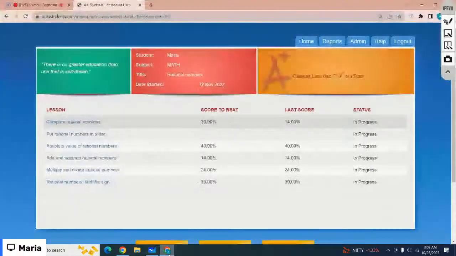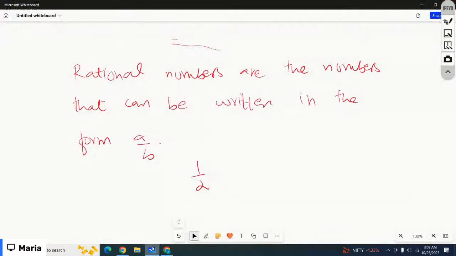The first lesson is compare rational numbers. So how do we compare rational numbers? Let's start with an example. For example, we compare 1 over 2 and 0.5. Which is the correct option? When you divide 1 over 2, that equals 0.5, right? That means they both are exactly equal.